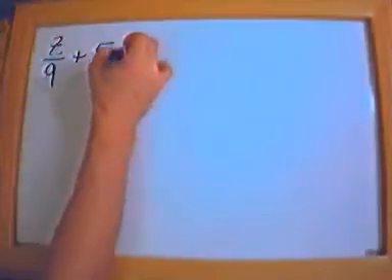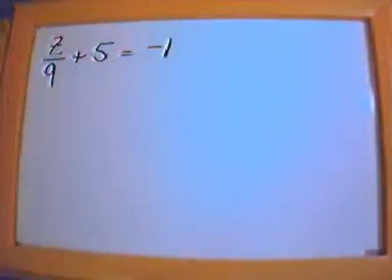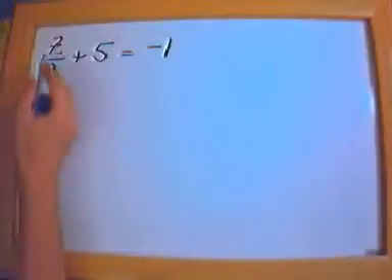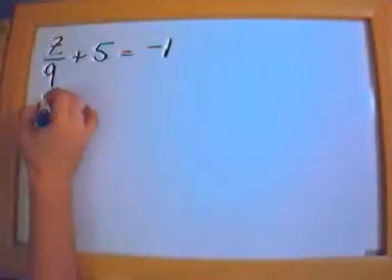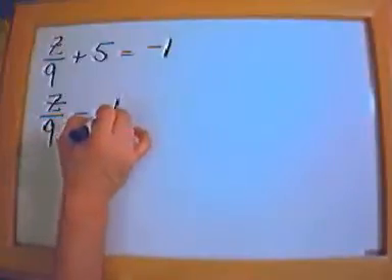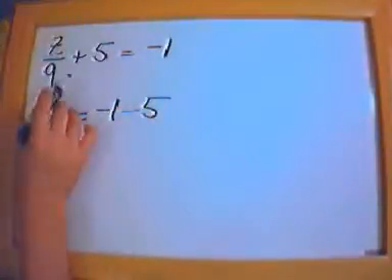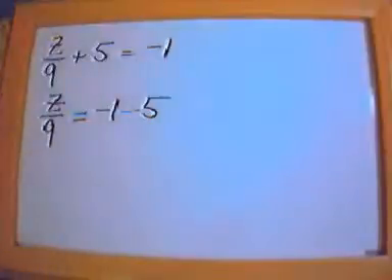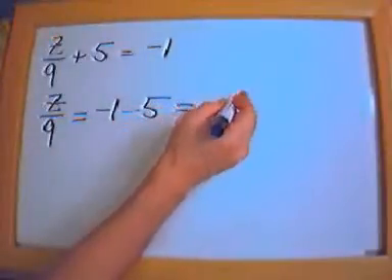Let's do one very similar. Z over 9 plus 5 equals negative 1. I want to get rid of this 5 first, so I'm going to subtract 5. I'm going to be left with z over 9 is equal to minus 1 minus 5. I've subtracted 5 from both sides, and that got rid of the 5 here. This is equal to negative 6.